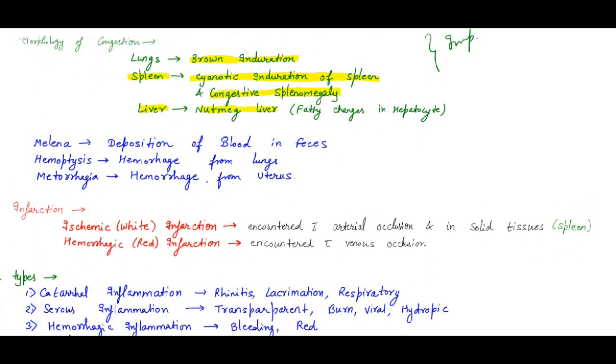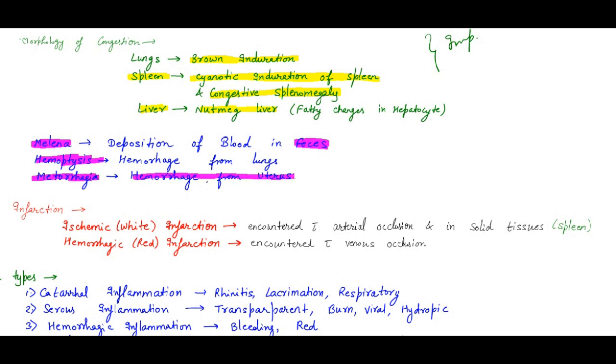Melena, what is melena? Melena is the presence of blood in the feces. Then hemoptysis, a hemorrhage from the lungs, or we can simply say vomiting with blood. Metrorrhagia is hemorrhage from the uterus.